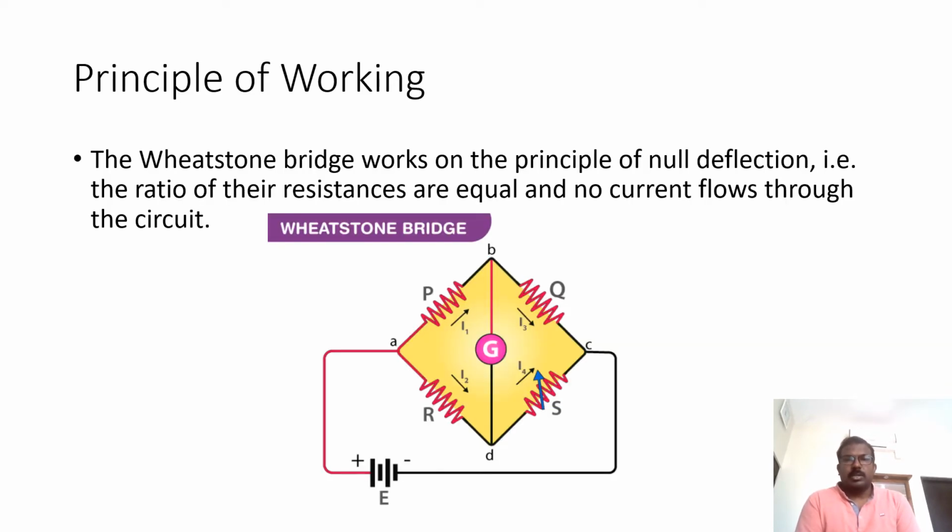The Wheatstone Bridge works on the principle of null deflection. You have two known resistances, one unknown resistance and a variable resistance. When the ratio of these resistances become equal, no current flows through the circuit and we say the Wheatstone bridge is balanced.